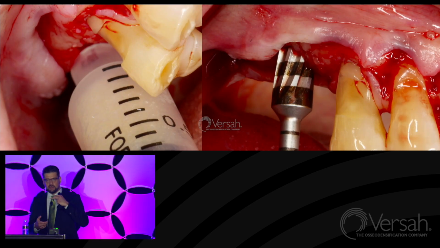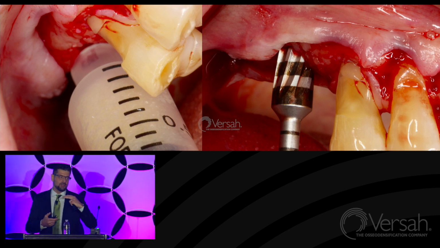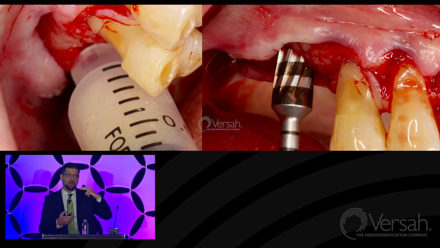How far did my drill go? Only up to the sinus floor. Oh, but I want to put a 13 millimeter implant. Should I take the drill to 13?